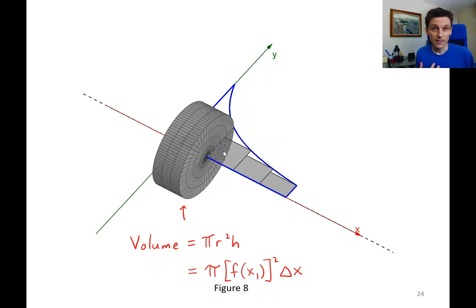Now you're going to get the same kind of formula for the next cylinder, and the next one and the next one. And so you're going to be adding up all of these volumes of the approximating cylinders, and that's going to give you an approximation of the true solid that's made by revolving the region between these curves about the x-axis.